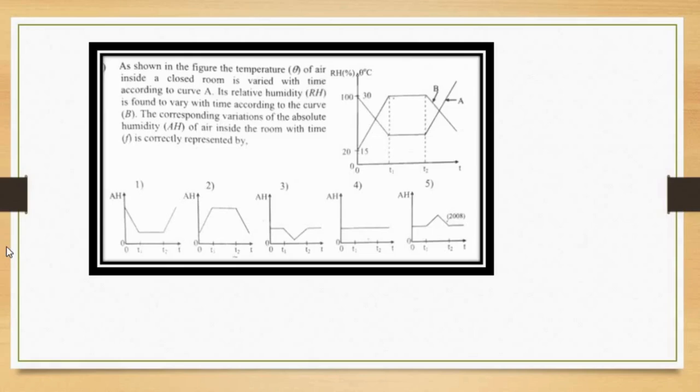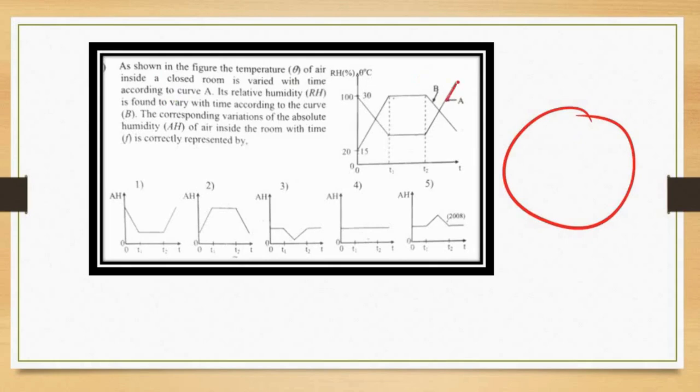All right, moving into the second question from the graph. Let's read the question, and if you can do the question, stop there, try the question and then come back. So now I'm moving into the answer. As shown in the figure, the temperature theta of air inside the closed room is varied. It's a closed room, remember that, is varied with temperature according to curve A.